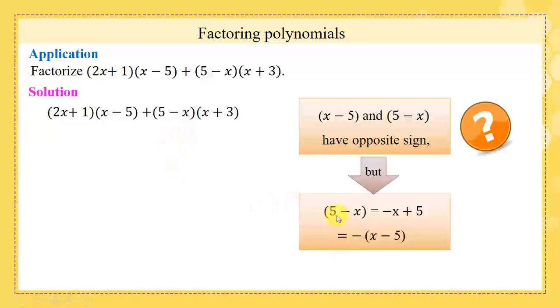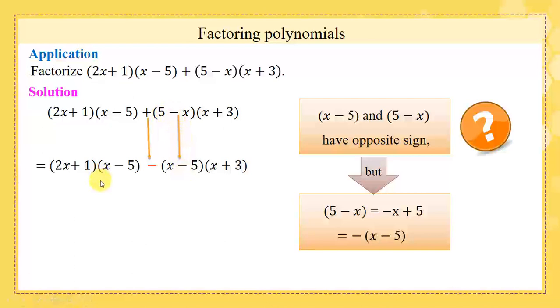We know before that 5 minus x equals negative x plus 5, which is equal to negative times (x minus 5). We changed the sign outside and we also changed the sign inside. Now the positive sign will be negative, and we reverse the terms of the binomial: 5 minus x becomes x minus 5. Here we have two steps. Step 1, change the sign outside. Step 2, change the sign of the terms inside.